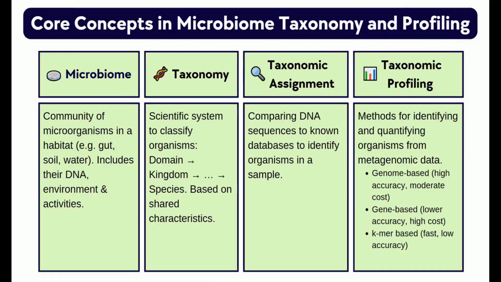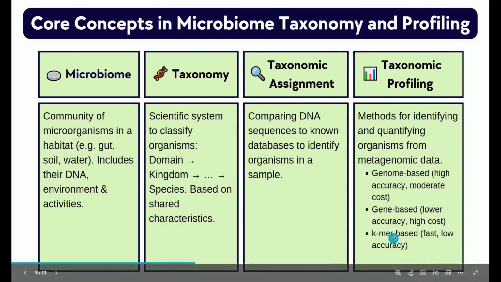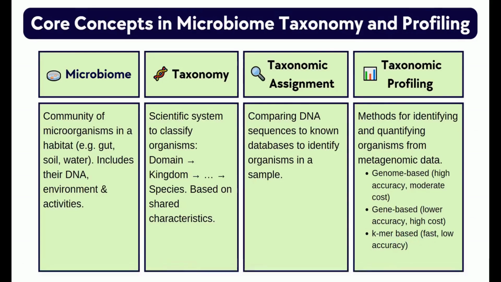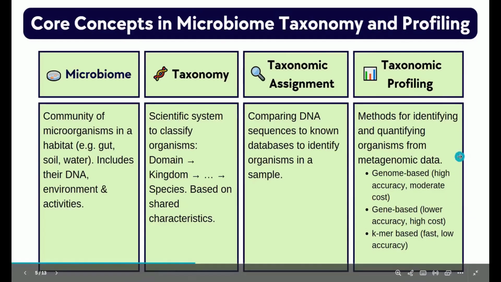Shifting towards taxonomic profiling, taxonomic profiling isn't just about identifying who is there, but it also gives us information about how many of each species are found. Different tools use different strategies for this. Some tools align our reads to full genomes, and this method is accurate but resource heavy. Other tools break DNA into k-mers, which is way faster but less accurate or less precise.